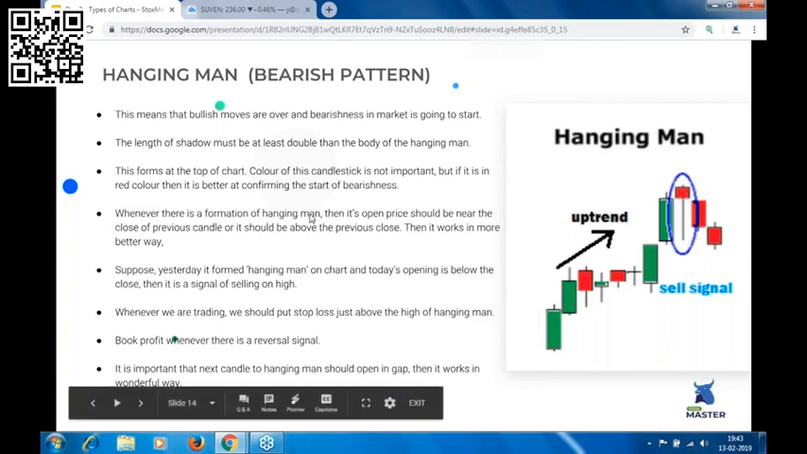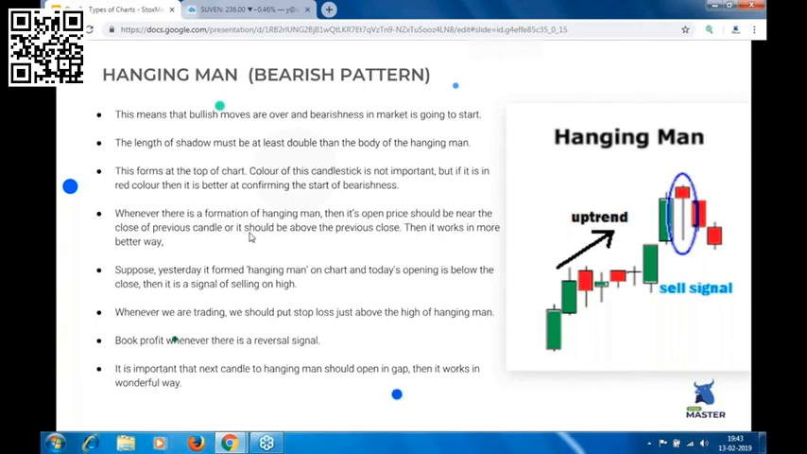See, whenever there is a formation of hanging man, then its open price should be near the close of the previous candle, or it should be above the previous candle. Then it works in a better way. Now suppose yesterday it formed a hanging man on the chart and today's opening is below the close, then it is a signal of selling for us. Now next day we should see a gap down opening, or it should break the low of this candle. That is the point where we can enter by keeping a stop loss above the high of this candle.